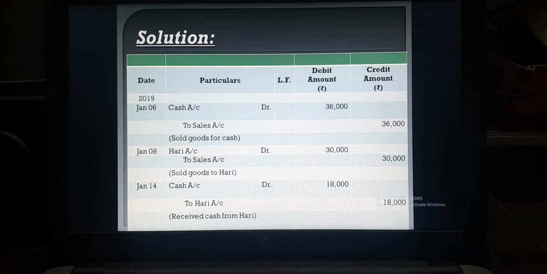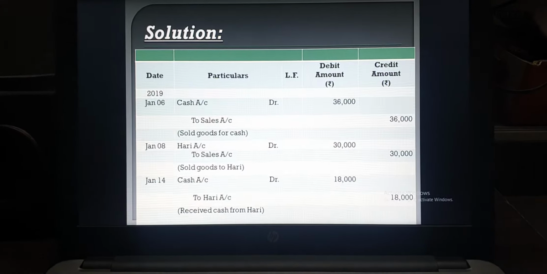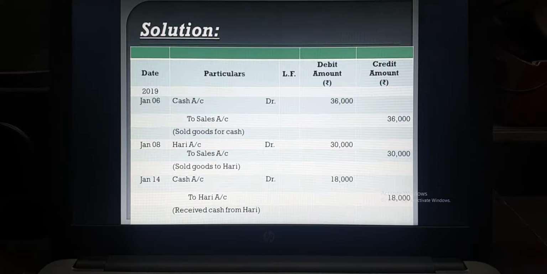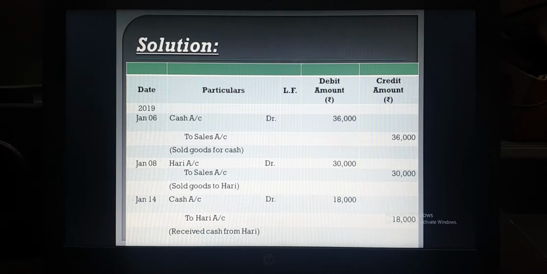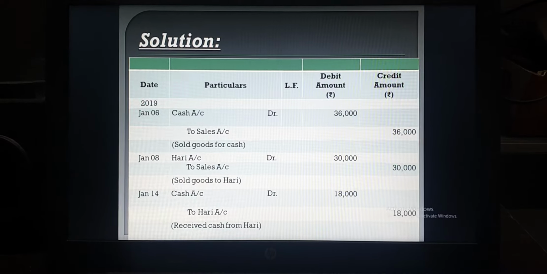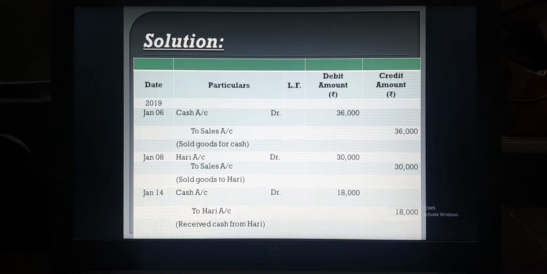One more thing, after each journal entry, something is mentioned in brackets, like sold goods for cash, sold goods to Hari and received cash from Hari. These are all known as narration. Now move to the next slide.